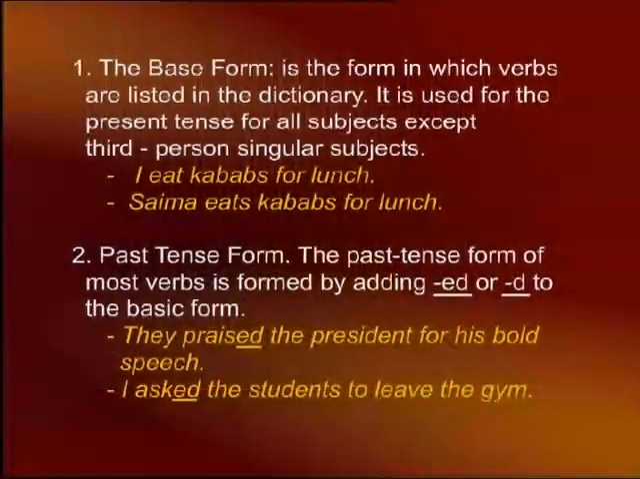Now, the four main parts of regular verbs. All the verb tenses come from one of the four main parts of verbs. These main parts are the base form, the past tense form, the present participle, and the past participle. We'll look at the base form first. The base form is the form in which verbs are listed in the dictionary. It is used for the present tense for all subjects except the third person singular subject.